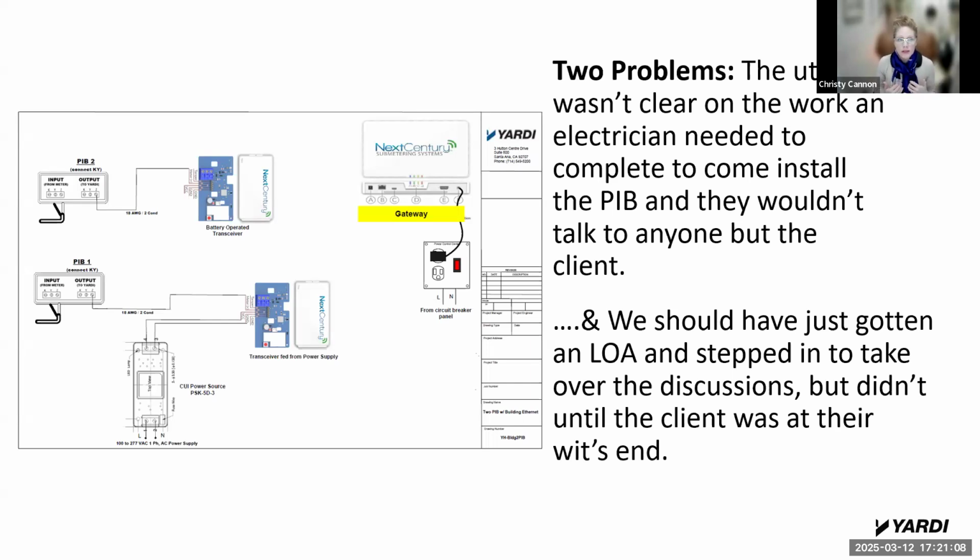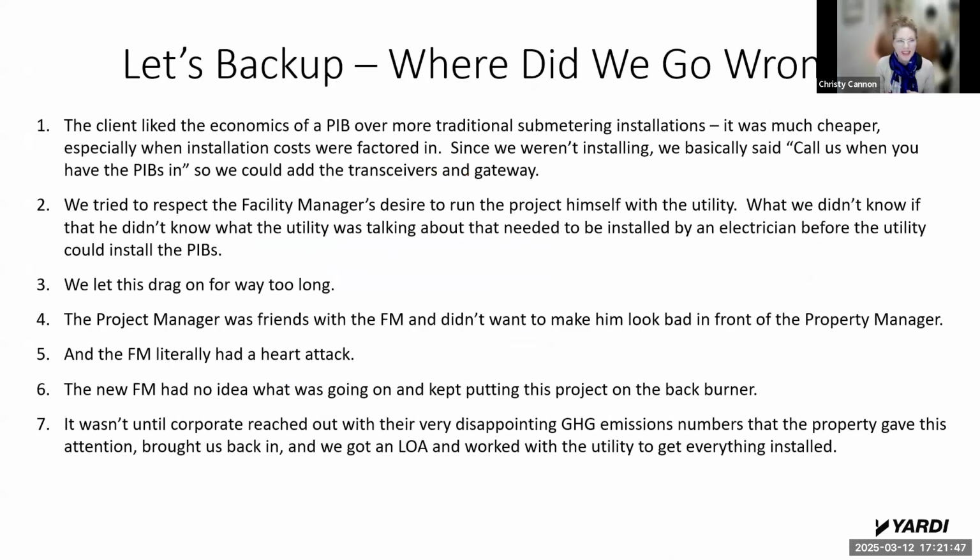And we should have stepped in. The utility didn't want to talk to us without an LOA, which is understandable. This is our client's meters, and a third party can't just ask the utility to install a PIB on a meter they don't own. But with an LOA, we could have stepped in, talked to the utility, and basically translated and found out, okay, what is it the electrician needs to install for you? Then we can work with the client, give those direct instructions to the electrician, get all of that groundwork done, then the PIBs can get installed. But we didn't. And the client was at their wits' end, but it gets worse.